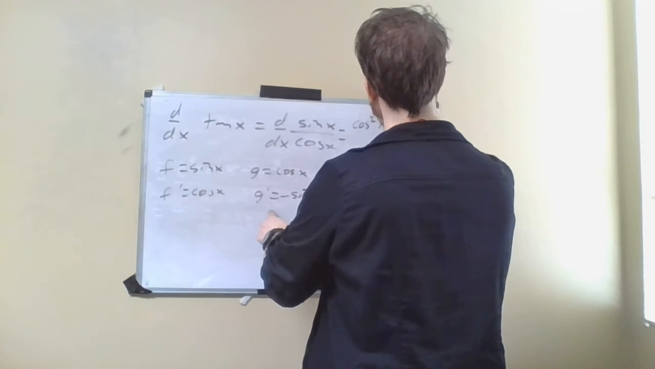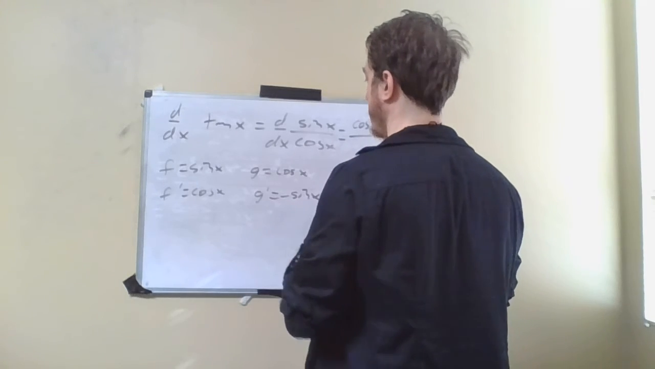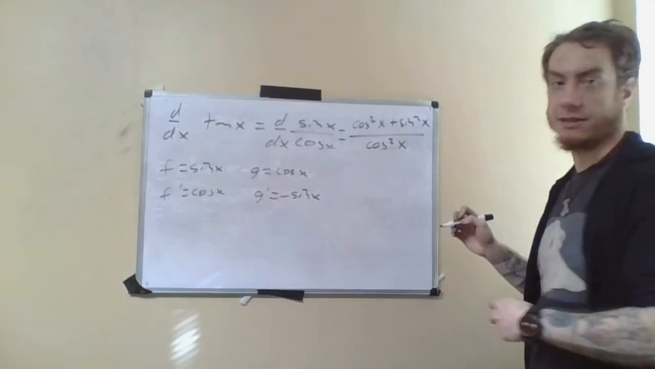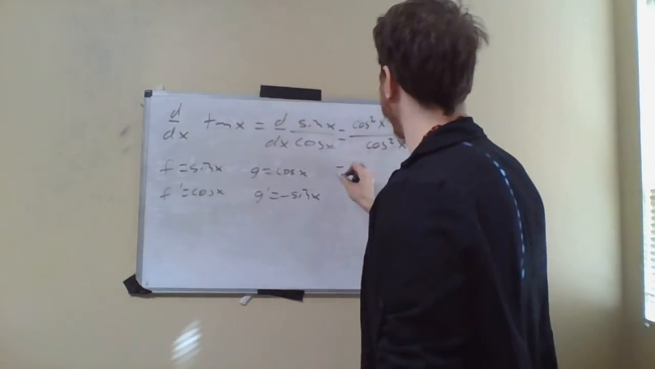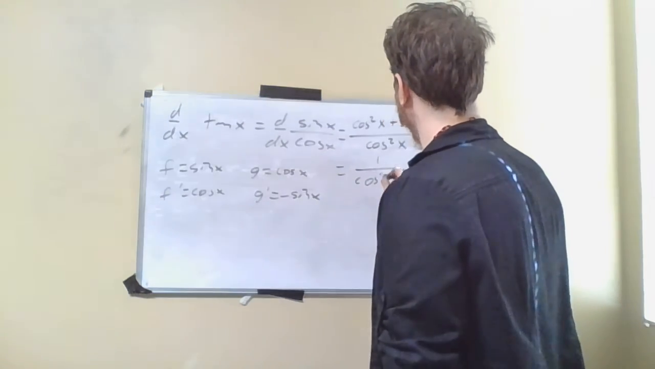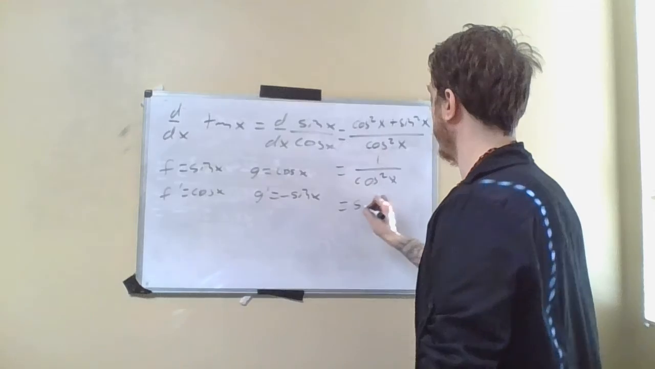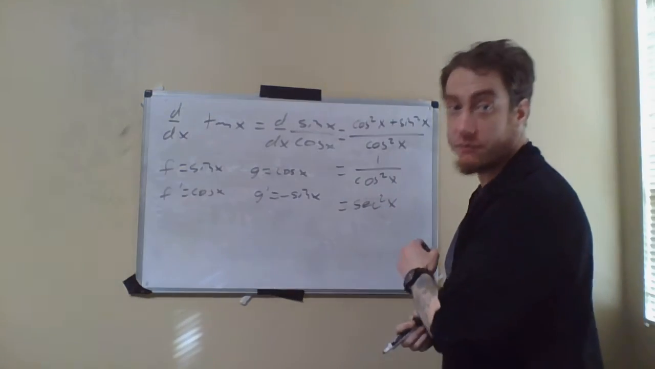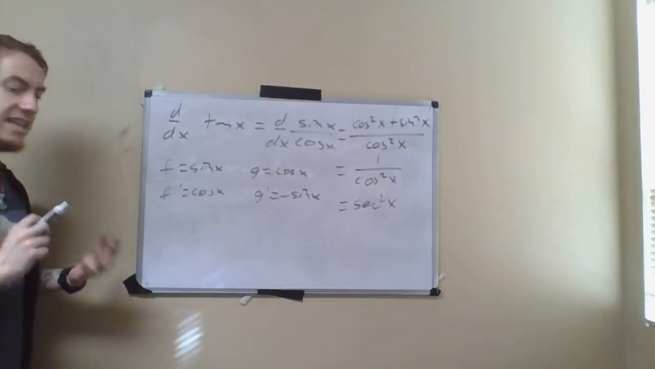That actually becomes plus sine squared x. And we have to divide by the denominator squared, which is cosine squared x. Well, cosine squared x plus sine squared x, this is just 1 over cosine squared x. And that is actually secant squared x, if you remember your definitions of your trig functions. So there we go. The derivative of tangent is secant squared.